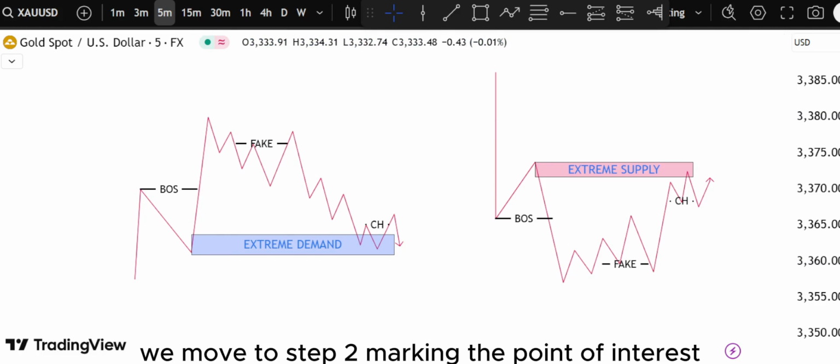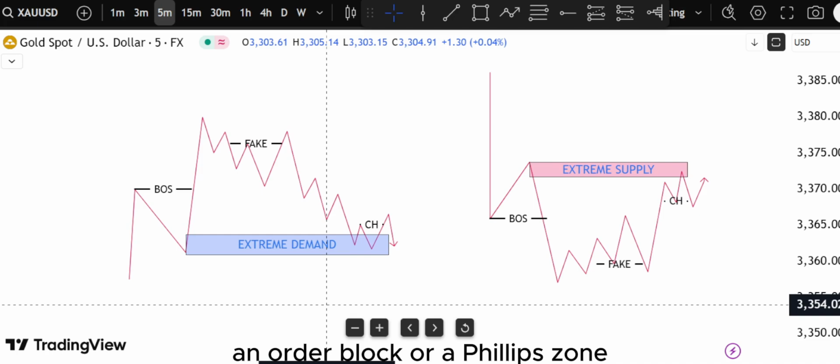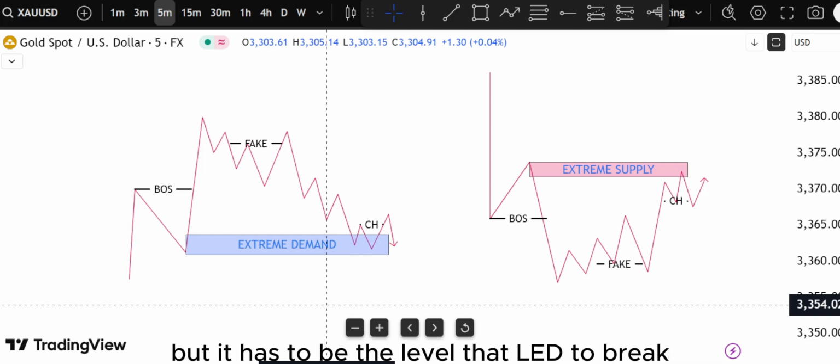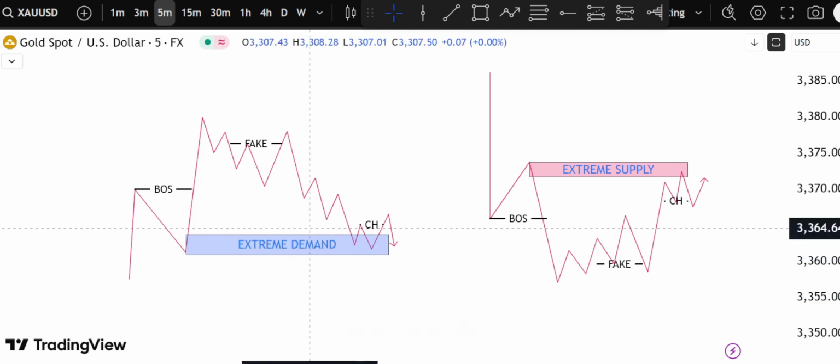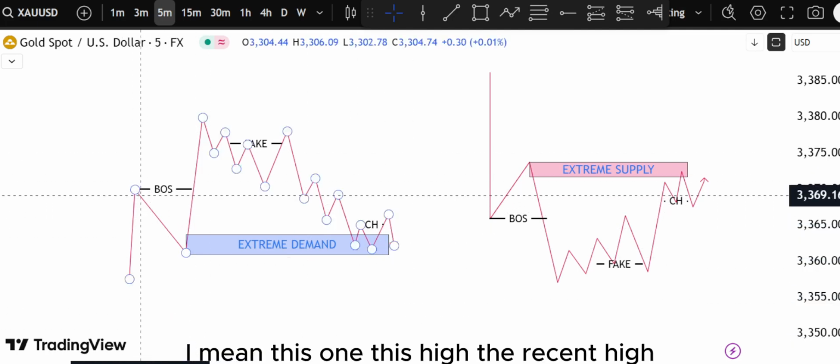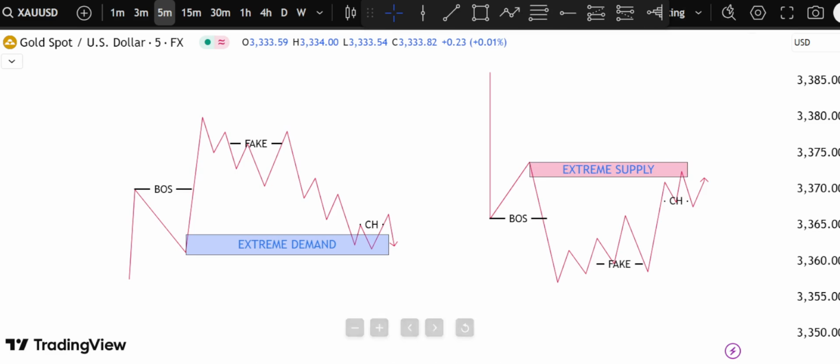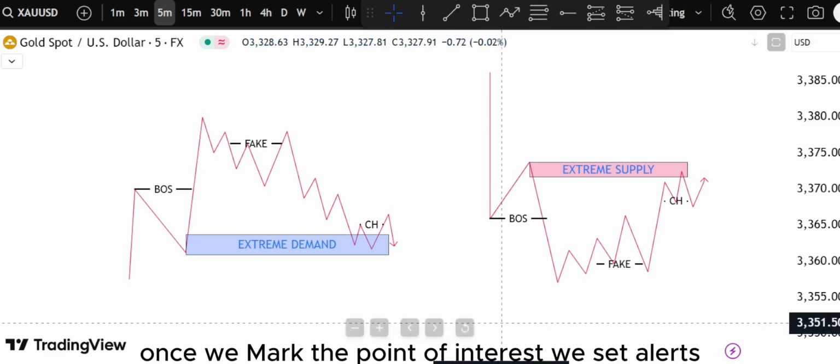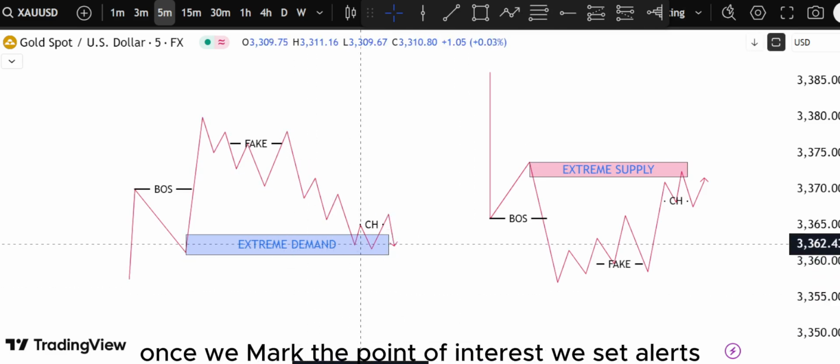We move to step 2, marking the point of interest. That could be a demand zone, an order block, or a Phillips zone. It depends on your model, but it has to be the level that led to the break. I mean this one, this high, the recent high, the break of this recent high. Once we mark the point of interest, we set alerts.